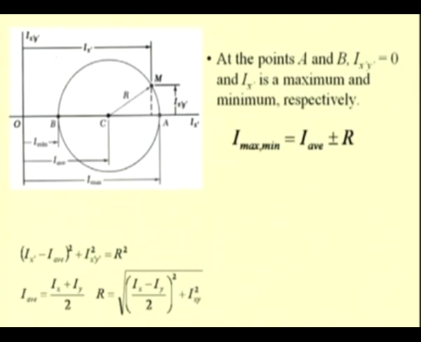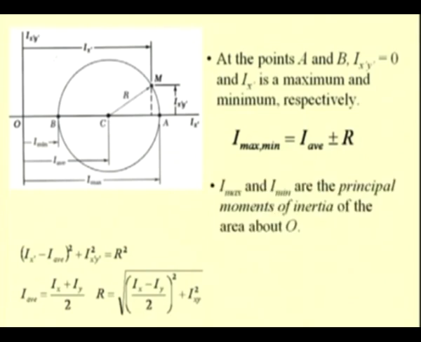And what are these values? From this graph we get that this maximum value A is nothing but I average plus this radius R, and this value B is nothing but I average minus this radius R. So, we have I max and I min as I average plus or minus R, and we have the expressions for I average and R. And these are the principal moments.